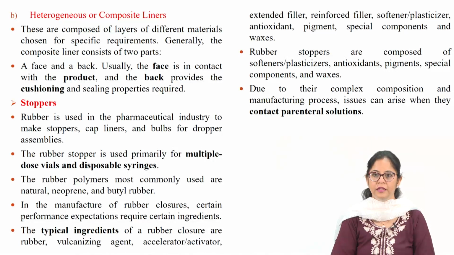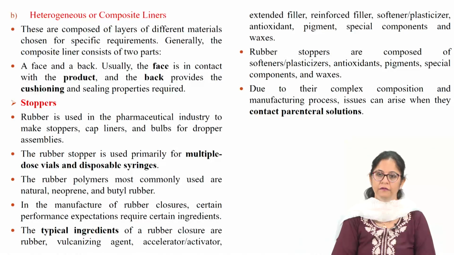The typical ingredients of a rubber closure are rubber, vulcanizing agent, accelerator or activator, extended filler, reinforced filler, softener, antioxidant, pigment, special components and waxes. The rubber stoppers are composed of the softeners, plasticizers, antioxidants, pigments, special components and waxes.